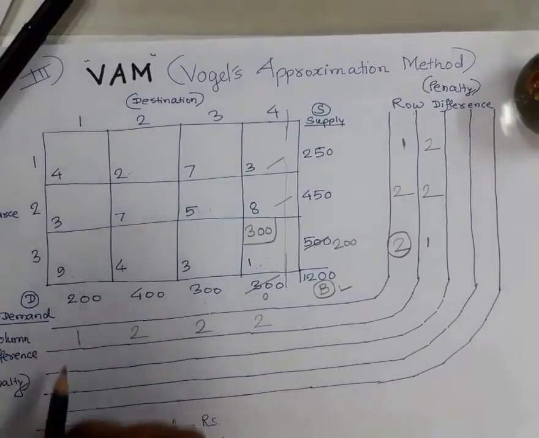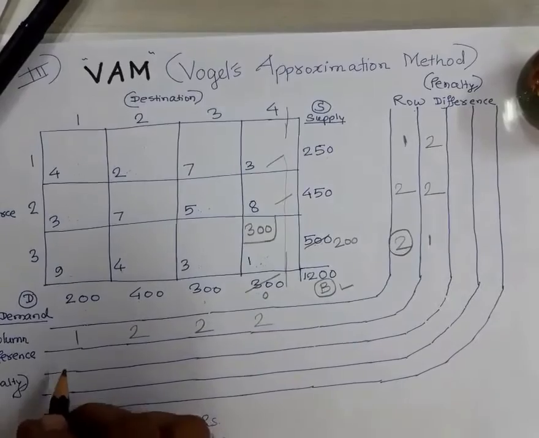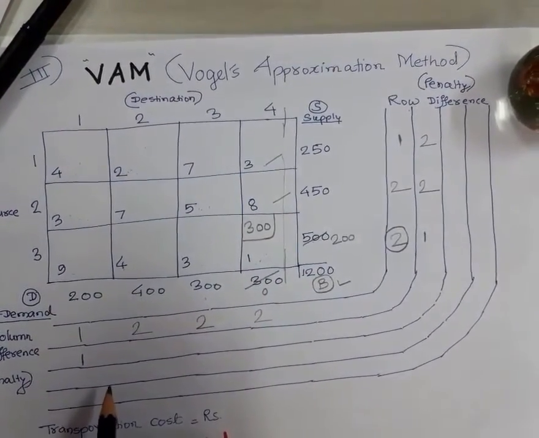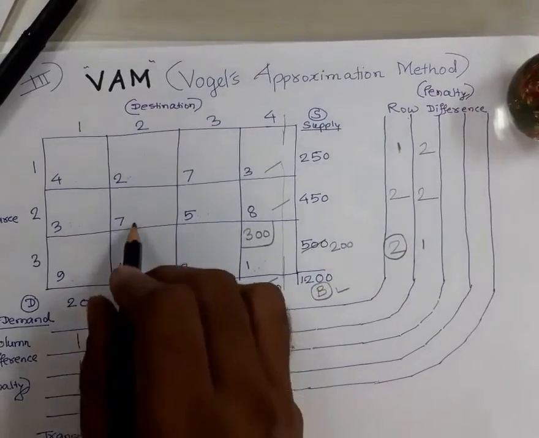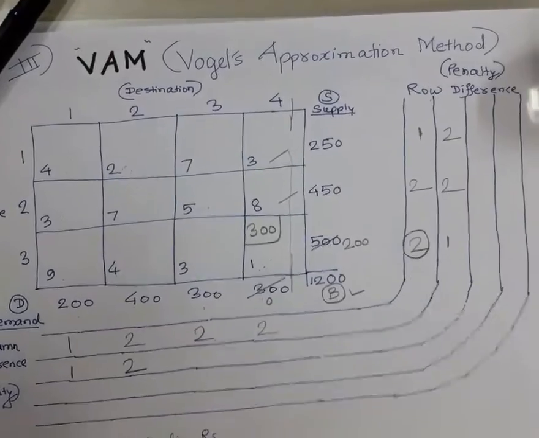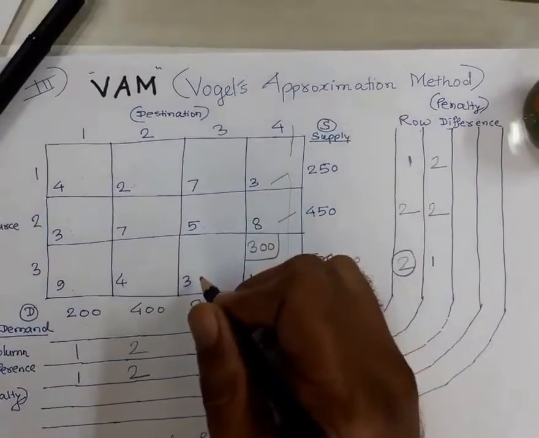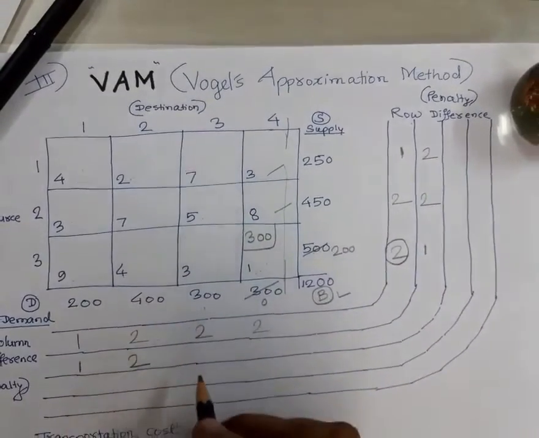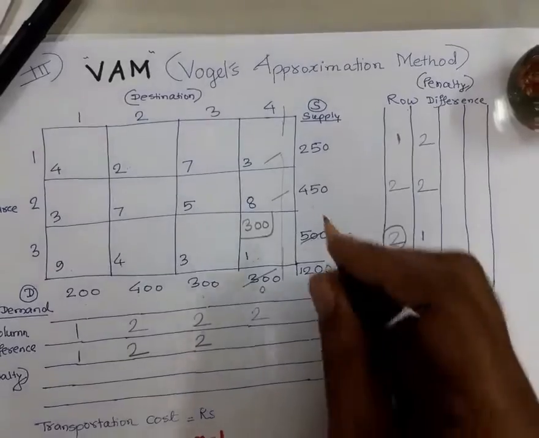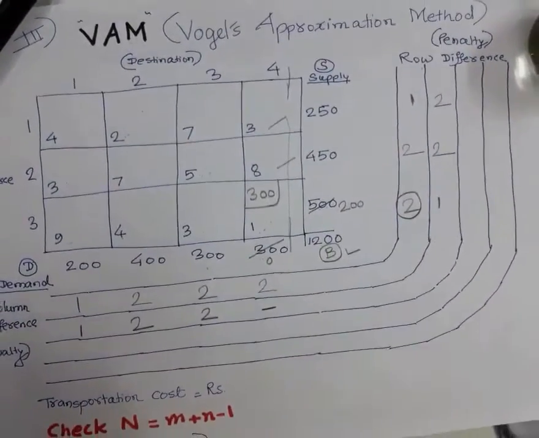For the first column, smallest number is 3, next number is 4. So 4 minus 3, 1. For the second column, smallest number is 2 and the next number is 4. So 4 minus 2, this will be 2. For the third column, smallest is 3, next is 5, 5 minus 3, this will be 2, and this is deleted, so that there will be no penalty.